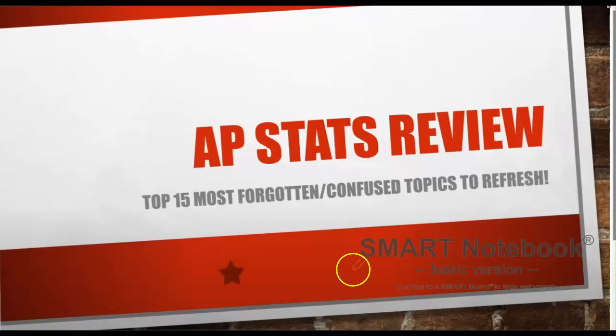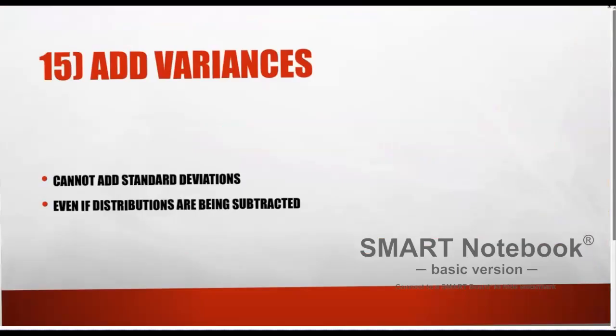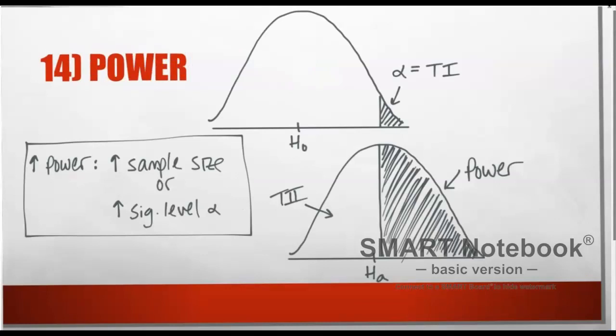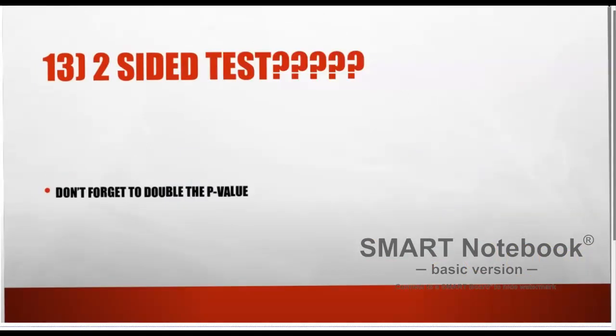And lastly, let's throw out some AP Stats review: the top 15 most forgotten or confused topics to refresh. Really quick, you can pause the video to spend some time there if need be. Adding variances is possible. Cannot add standard deviations. Look at that square root sign. That'll tell you the story. Let's keep going. As far as the power, what's going to increase power? The sample size or the significance level. Two-sided test, don't forget to double the p-value.